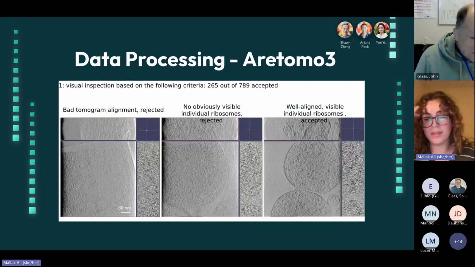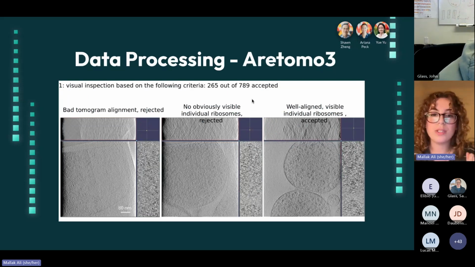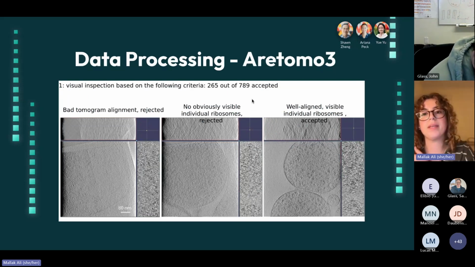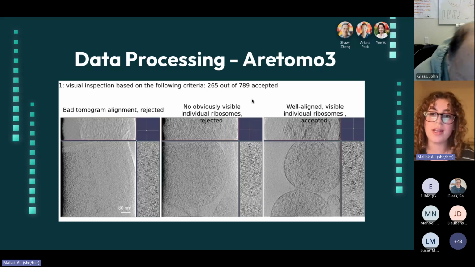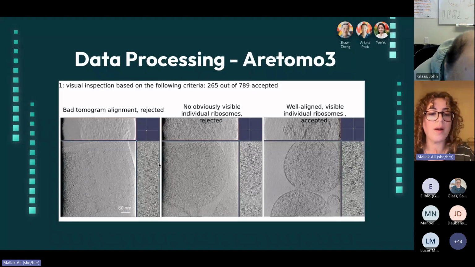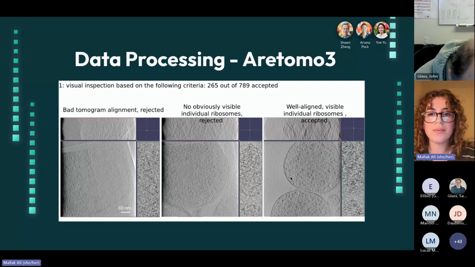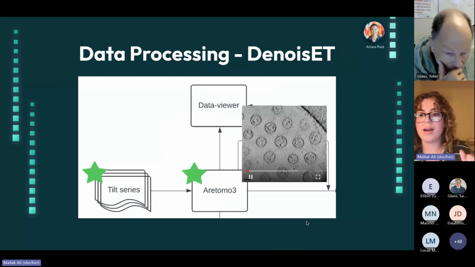So what's happening is that of the 800 or so tomograms that were collected, only 265 moved forward in the processing pipeline because our TOMO3 was able to recognize the well-aligned, very visible individual ribosomes, and then rejected the rest of them. So it's very nice for optimizing the pipeline and making sure that bad tomograms don't go forward with it. As we can see here, we can clearly see the ribosome, but there can still stand to be some optimization. So then we send it through Denoise-ET.